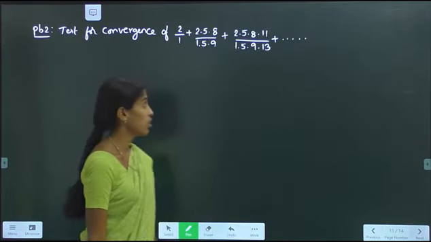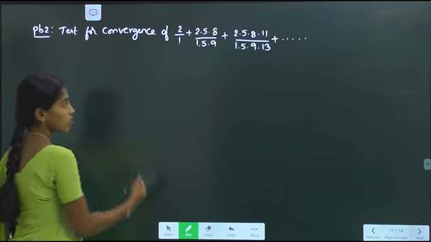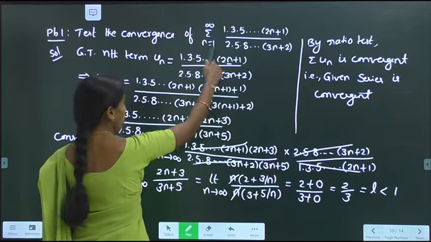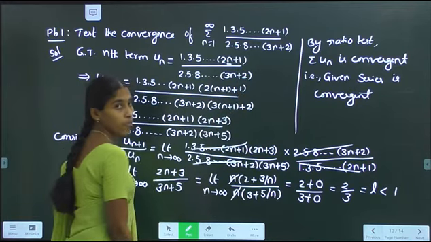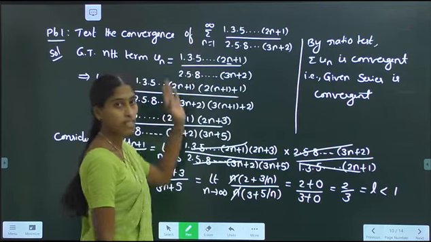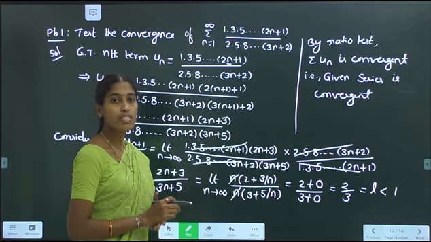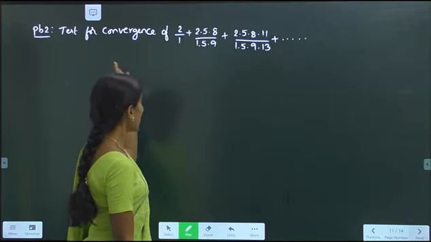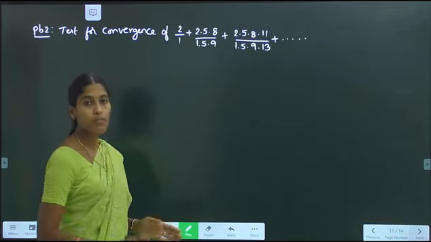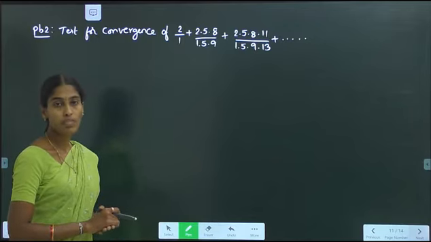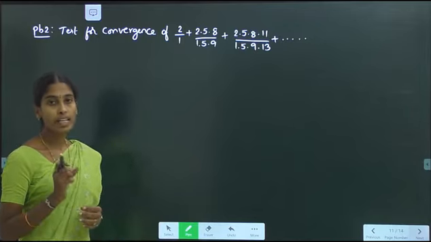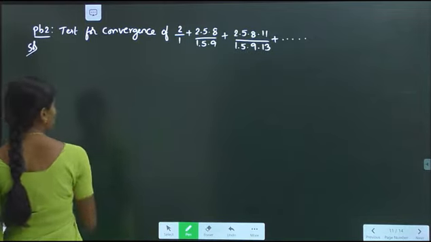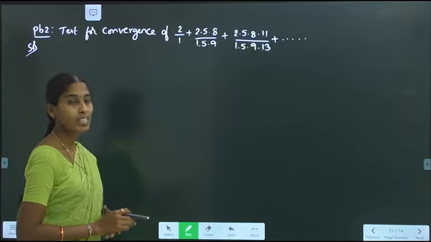Next, see the next problem. Test for convergence of, in the previous sum, problem itself given that generalized form. Whenever sigma is given, that means it is a generalized series sigma un notation. But in this sum, just given that sum of the terms only, first of all we need to write the given in the form of sigma un, then only we can identify what is un, right? So for that purpose, just observe the given pattern and write what is the nth term.